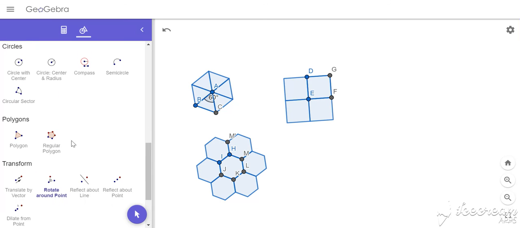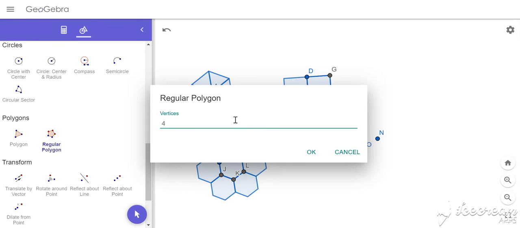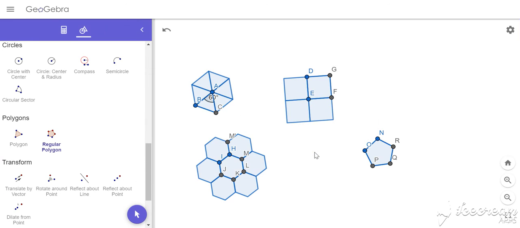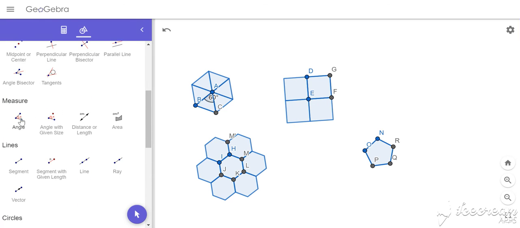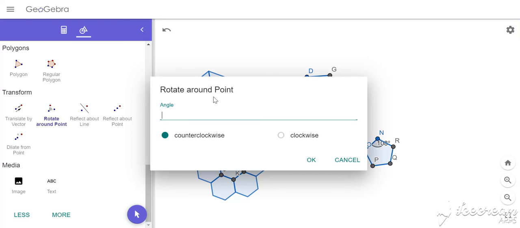Now I'll talk about one that doesn't work. I'm going to draw a pentagon. There are 5 vertices of the pentagon, and we could do the same thing. Actually, first, let's check the angle measure, because I don't know this off the top of my head, and it's 108. So let's rotate around the point. I'm going to select N, rotate it 108.